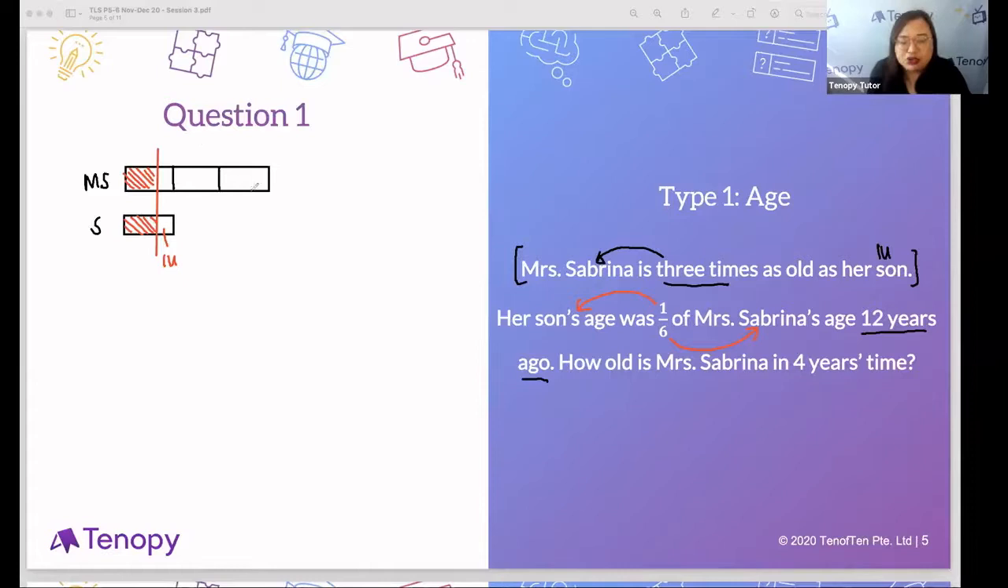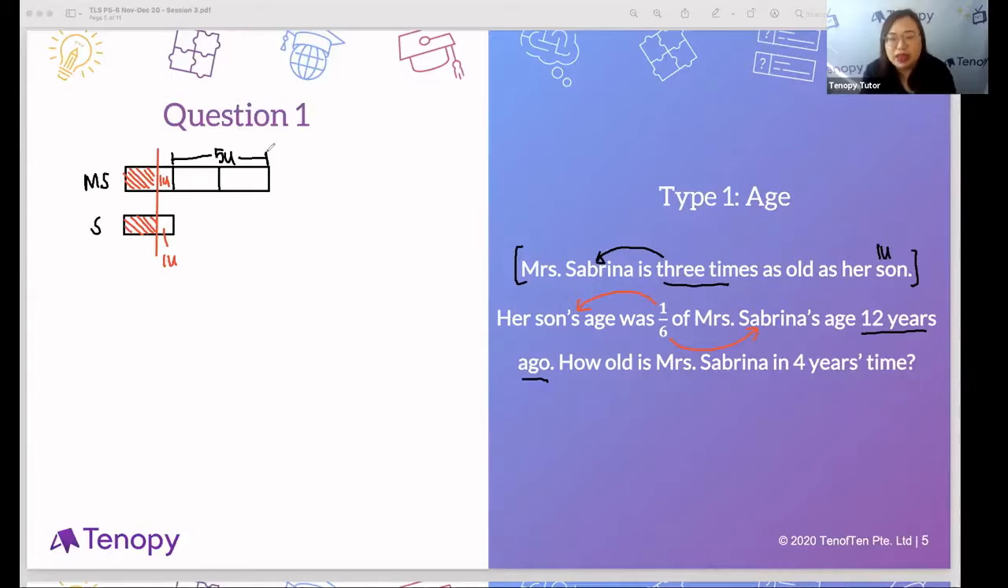So what happens to the rest? They want Mrs. Sabrina to be 6, right? So this is also 1 unit. What do you notice about the difference between them? So this must be the 5 units. Can you see that? Now, you realize that the age difference between Mrs. Sabrina and her son, whether it's now or 4 years later or 12 years ago, it is always the same.